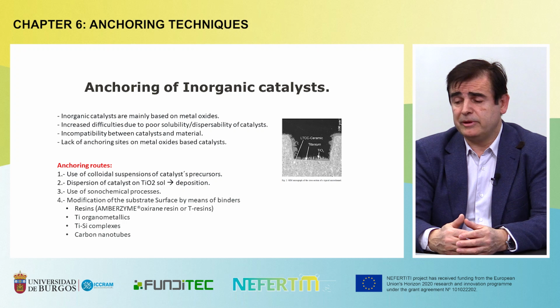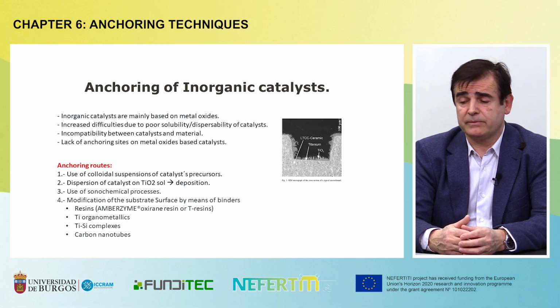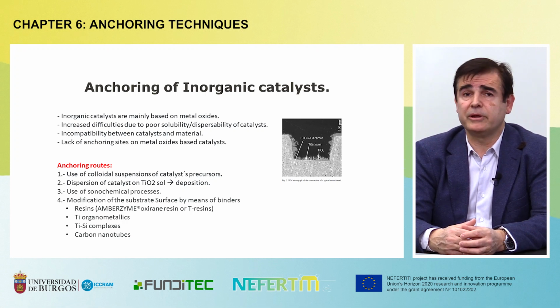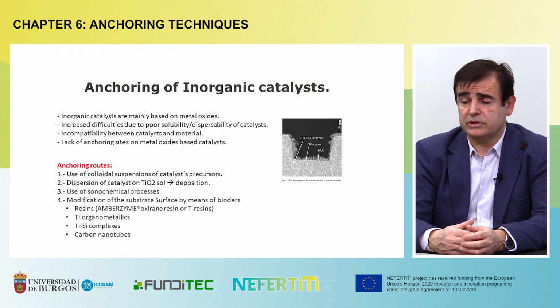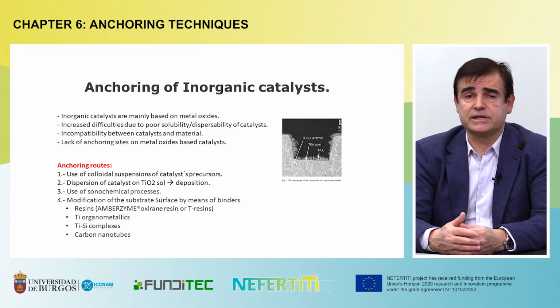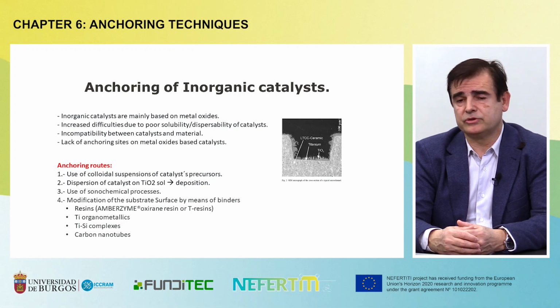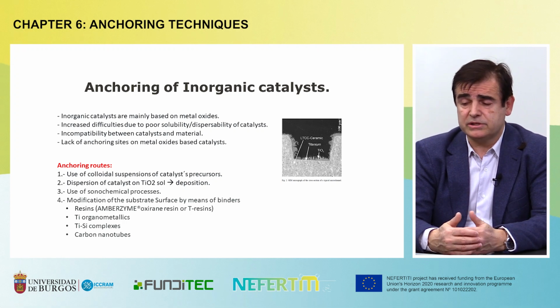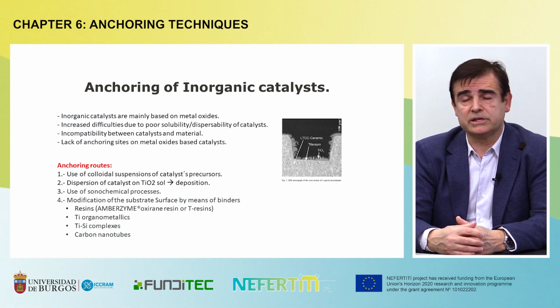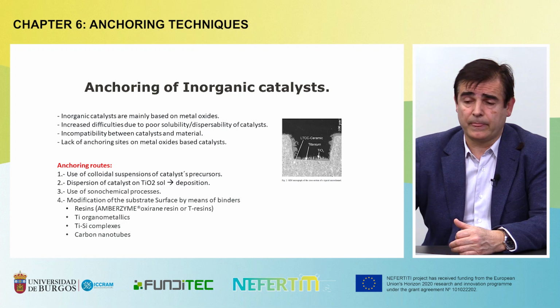Sometimes, due to the incompatibility between the catalyst and the original substrate, it's necessary to insert intermediate molecules or structures that act as a dispersion system of the catalyst. Examples of this type of structural molecules are resins, titanium organometallics, titanium silicon complexes, or carbon nanotubes.